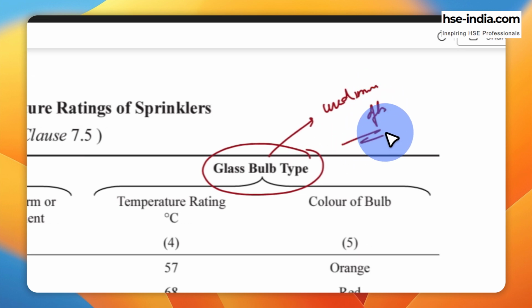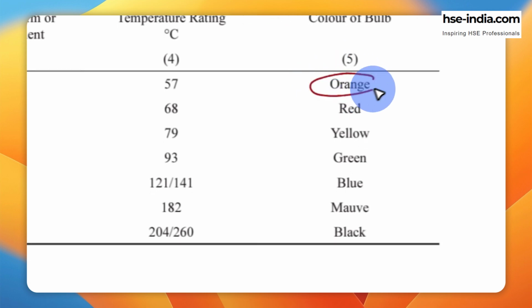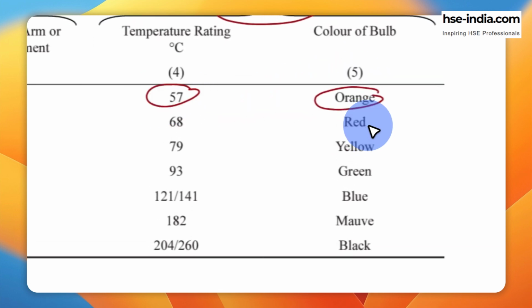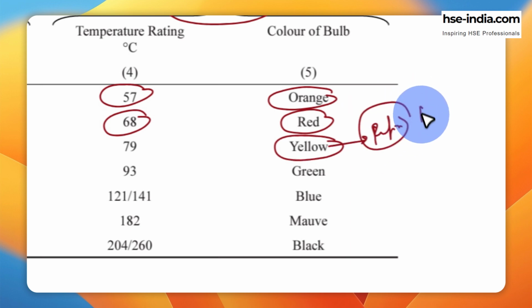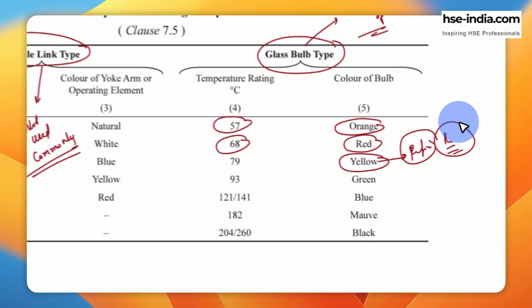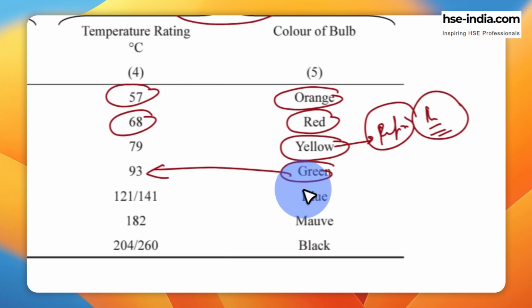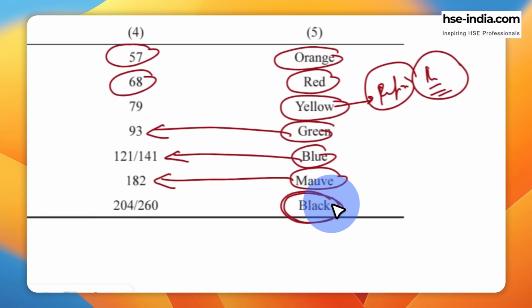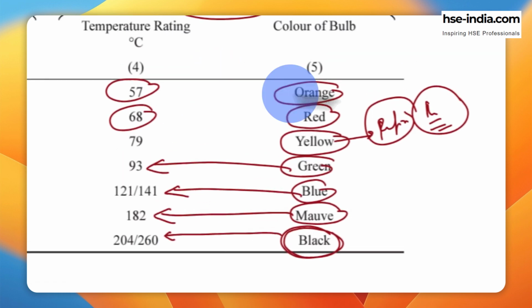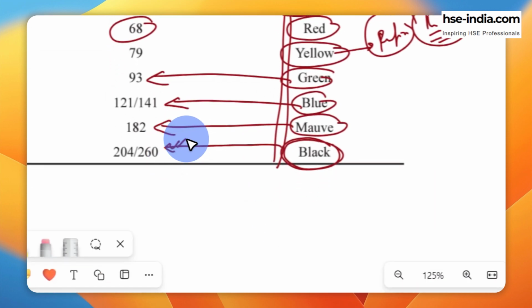Okay, and you can see there are ratings beyond the color. This orange color is for 57 degrees centigrade. This red color is 68 degrees centigrade. This yellow color, which is maximum used in refineries and other bottling plants and other petroleum complexes, installations basically. Green is for 93. Blue color means 121 or 141. Mauve color means 182, and the black color has the maximum temperature rating, and that is 204 or 260 degrees centigrade. So from the color, we can identify which will activate when.